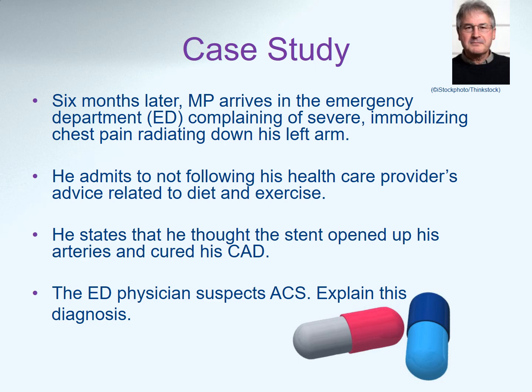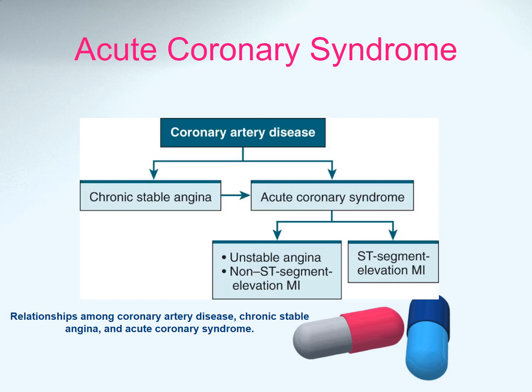Prolonged ischemia, not immediately reversible, includes non-ST elevation acute coronary syndrome, unstable angina, and non-ST segment elevation myocardial infarction, or NSTEMI, or an ST segment elevated myocardial infarction, which is STEMI. Coronary artery disease can be divided into chronic stable or acute coronary syndrome, which then is divided into ST segment elevation MI or STEMI, or unstable angina or non-STEMI.